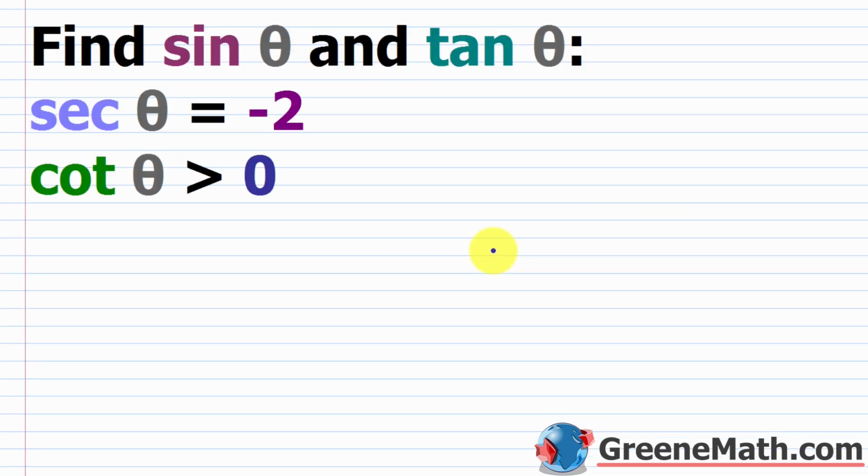All right, so let's take a look at another example. We want to find sine of theta and tangent of theta, given the fact that the secant of theta is -2 and the cotangent of theta is greater than 0, or you could say positive.